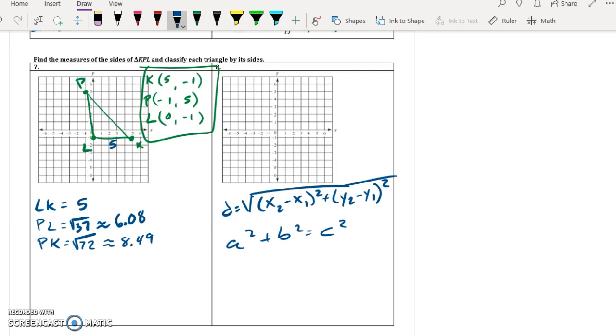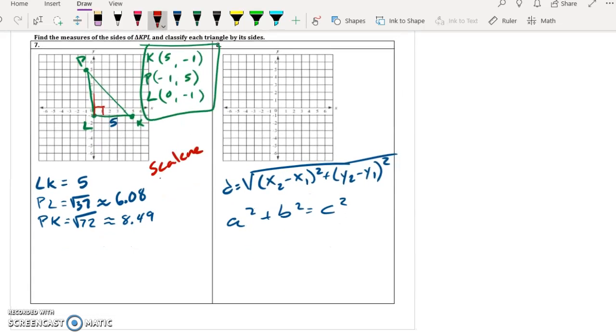PL was the square root of 37, which is approximately 6.08. PK was the square root of 72, which is approximately 6.49. So to classify by its sides, do any of these match? No, so that would make this one a scalene. And you look at the angles. This angle here, if it went this way, that would make it 90. So since this one's bigger, that's going to be obtuse because it's bigger than 90. So this triangle is an obtuse scalene.